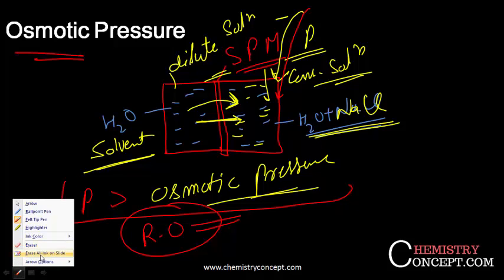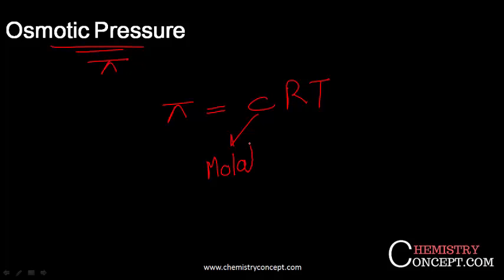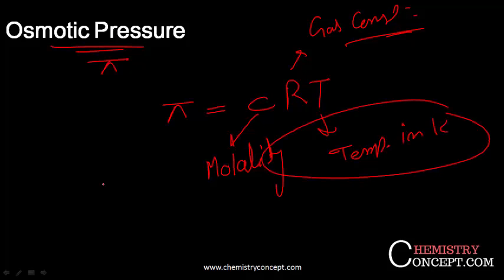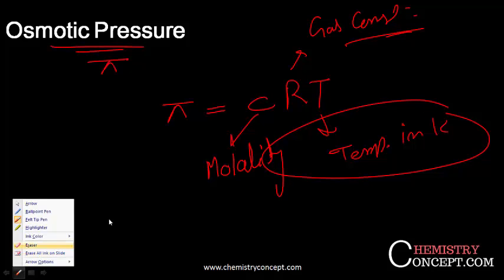Fine. Now this osmotic pressure is represented by pi, and pi is equal to CRT, where C is the concentration, R is again the same gas constant, T is the temperature in Kelvin. Fine.